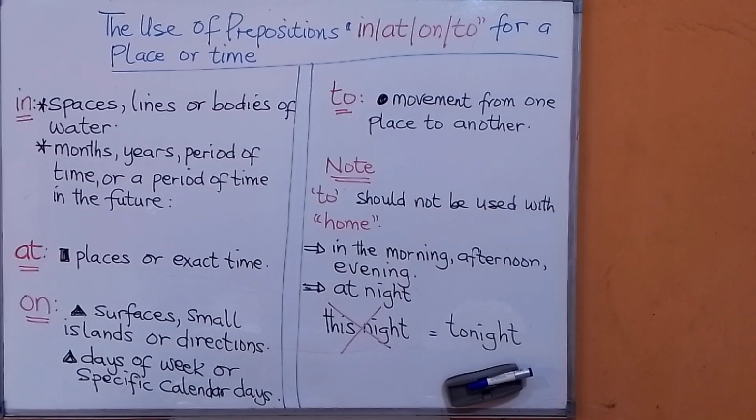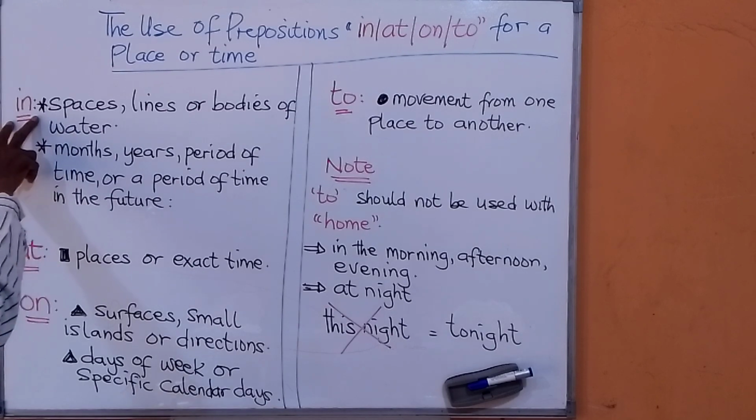Part of our English language grammar for beginners. We started with the use of articles a, an. Further, we went to the use of articles a, an, and the. Now, continuing with this series, we are looking at the use of prepositions in, at, on, to for a place or time. How do we use in, at, on, to for a place or time? That's what we are going to look at today.